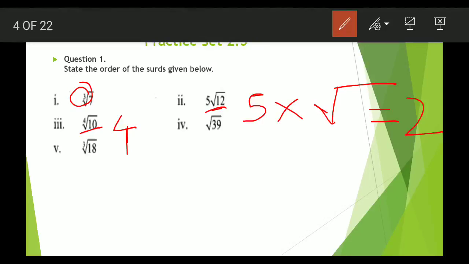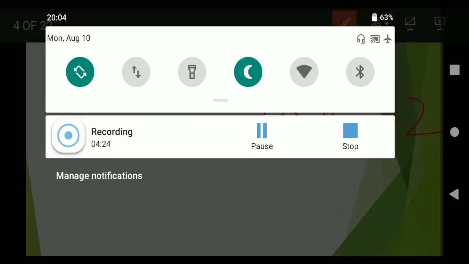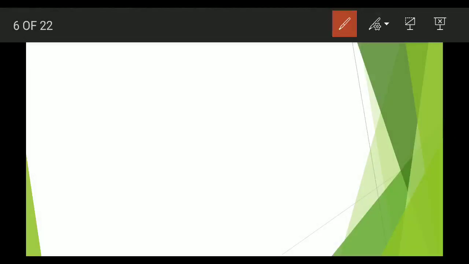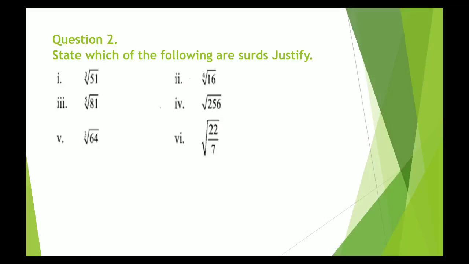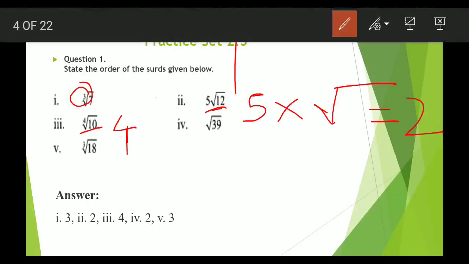Question number 4. Root of 39, the order is 2. Cube root of 18, the order is 3.